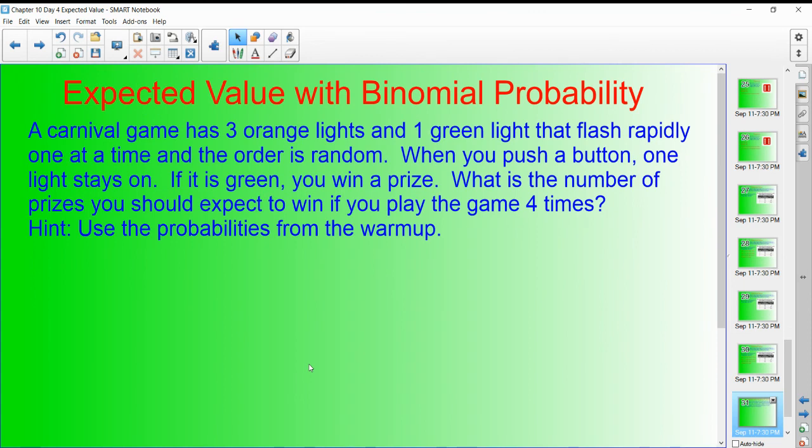And we're going to finish with one last example that includes binomial probability and expected value, a carnival game. 3 orange lights and 1 green light flash rapidly, and the order is random. You push the button. If it's green, you win. You're going to play this game 4 times. How many prizes should you expect to win?